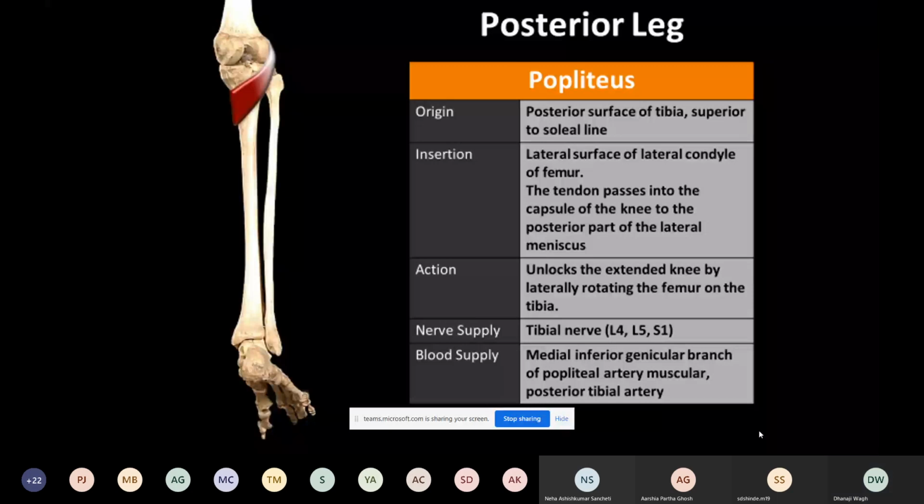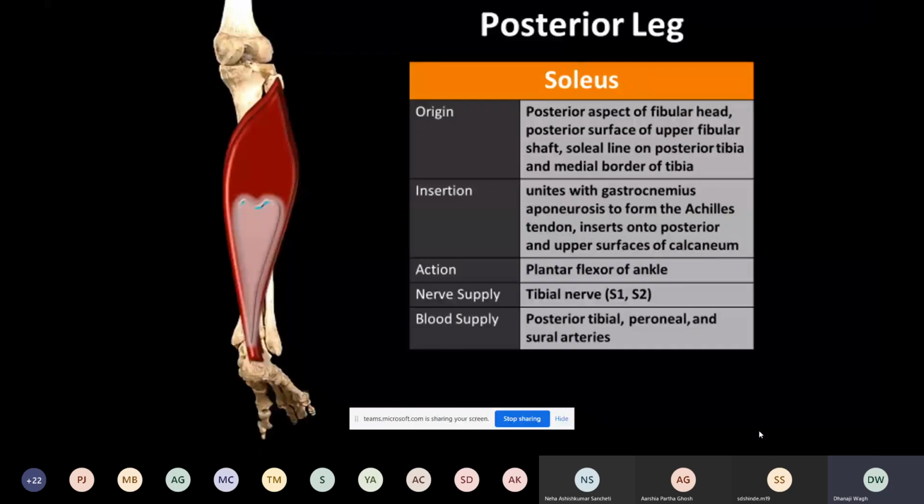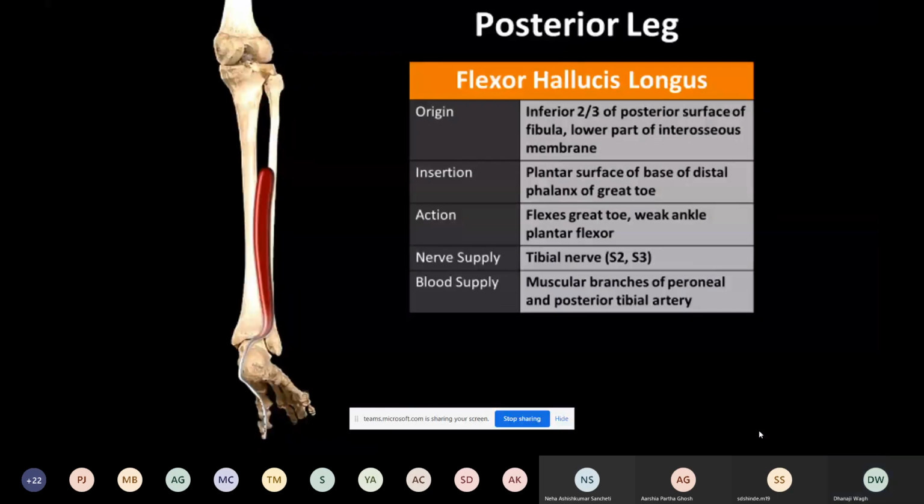Soleus muscle, tibialis posterior, flexor digitorum longus, flexor hallucis longus, tibialis anterior.